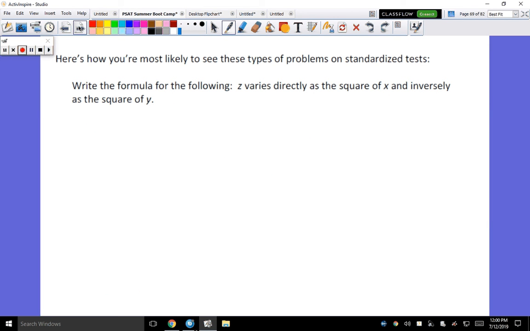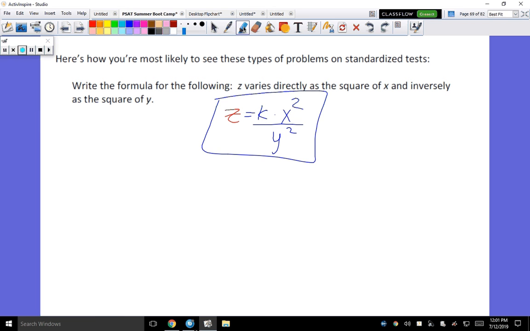And our last one. Here's how you're most likely to see these types of problems in standardized tests. Write the formula for the following. Z varies directly as the square of x and inversely as the square of y. Notice that when we solve directly, we multiplied with the square of x. When we solve inversely, we divided. Not the square root, but with the square of y. Just don't forget the k.